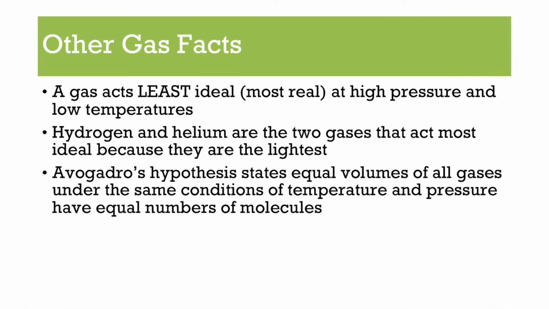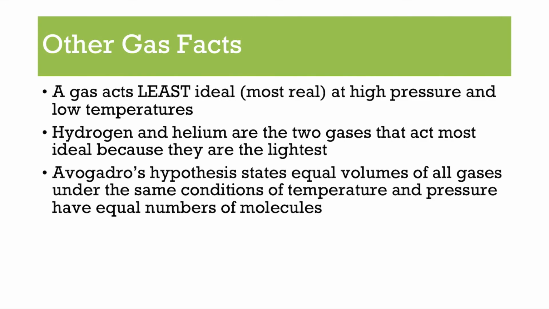Just some other gas facts. If a gas acts most ideal at low pressure and high temperature, a gas acts least ideal, or most real, in the opposite conditions: high pressure and low temperature. Hydrogen and helium are the two gases that act most ideal because they are the lightest. They're also the smallest. And lastly, when we covered moles, we covered Avogadro's hypothesis, which states that equal volumes of gases under the same conditions have the same number of molecules. You can go back to the mole-volume conversion to talk about that more, but that's basically it.